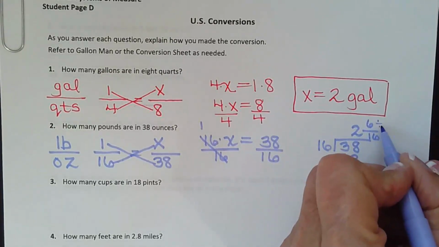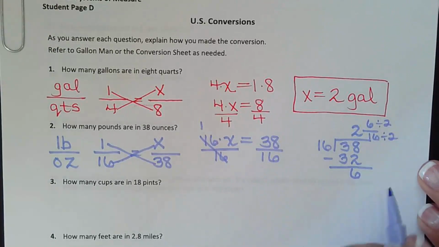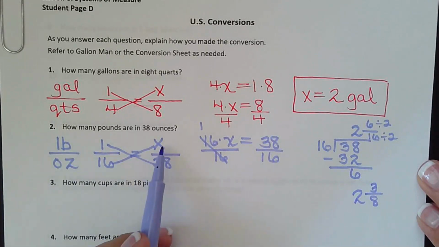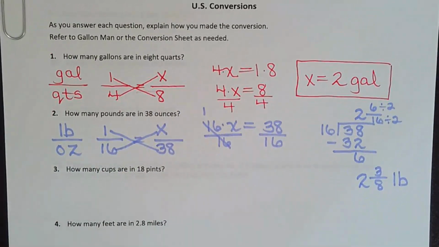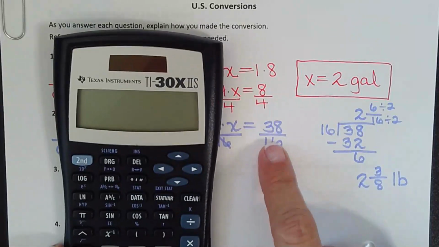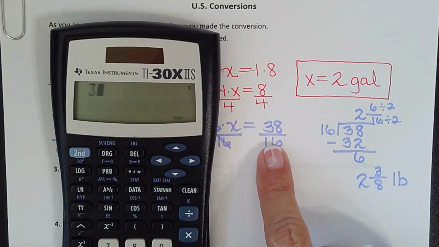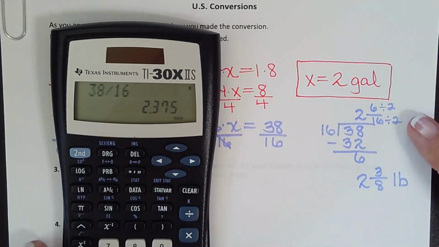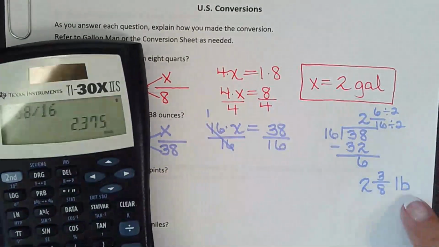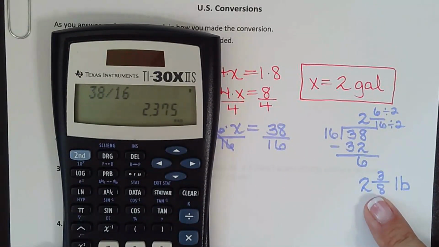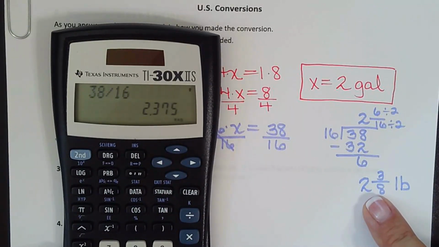Both even, so we can divide by 2. So this would be 2 and 3/8, and then I look at what I've found: pounds. So that's how you would do it by hand. By calculator, of course it's much faster, but remember on the final you can't use a calculator. We just type in 38, and we don't do divided by 16, because look what happens. It gives us a decimal. And we know that if the problem's in fractions, the answer is supposed to be in fractions. And Alex will tell you, write your answer as a fraction or mixed number.